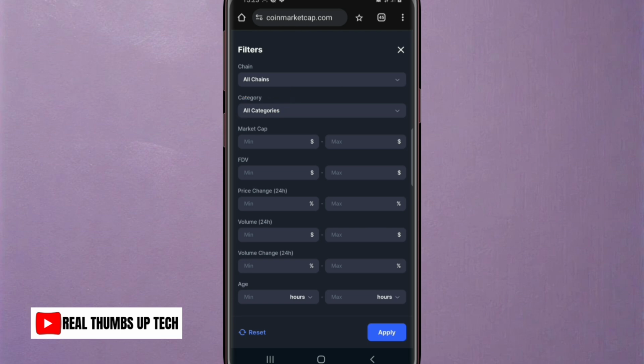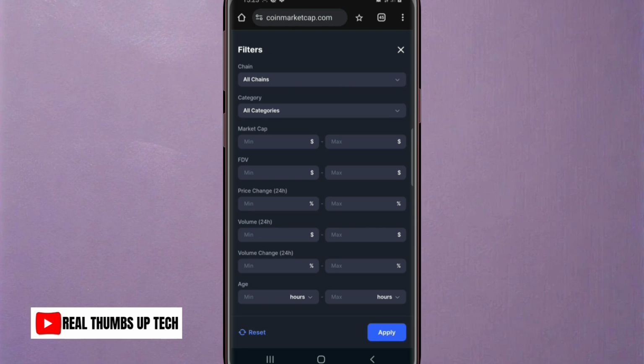Under here that says market cap, this is the value of the coins in circulation, that's the price of the coins in circulation. For example, if a coin is currently at the rate of $5 and we have about 10,000 coins in circulation, the market cap will be the price times the quantity of the coins in circulation, which is 5 times 10,000. We have $50,000 as the market cap. So that is what it means.